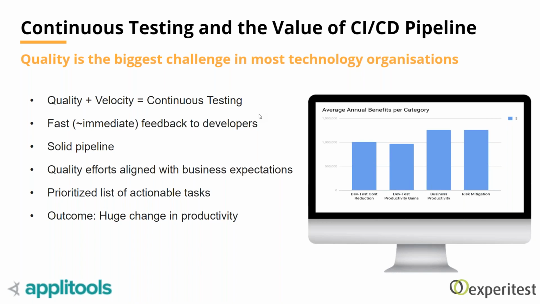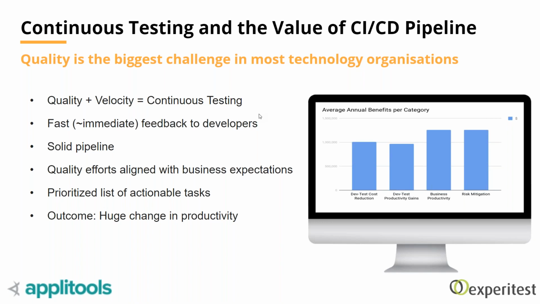The next essence of continuous testing is fast or immediate feedback to the developers. This is crucial for organization efficiency, and this is maybe the first thing you should think of: how I can provide this feedback as fast as possible. When I say fast, I mean 10-15 minutes feedback. Then obviously a solid pipeline. This is something that takes time to mature, but it is crucial for continuous testing.